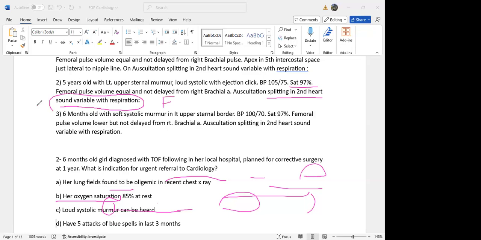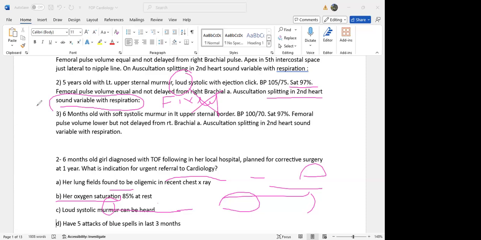They did not mention anything about fixed. You are right. If they did not talk about the fixed splitting, that means it is not ASD. Very good. And the second important thing is that the murmur of the ASD is not loud. It is not loud. Because of the pulmonary flow, the ASD murmur is a soft murmur. So that is why this is most likely isolated pulmonary stenosis.